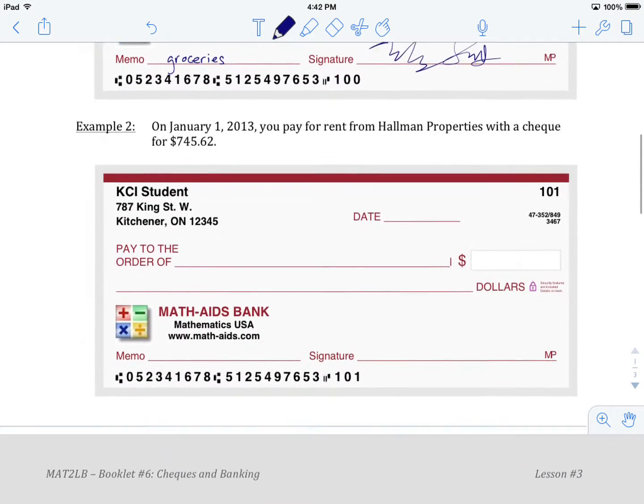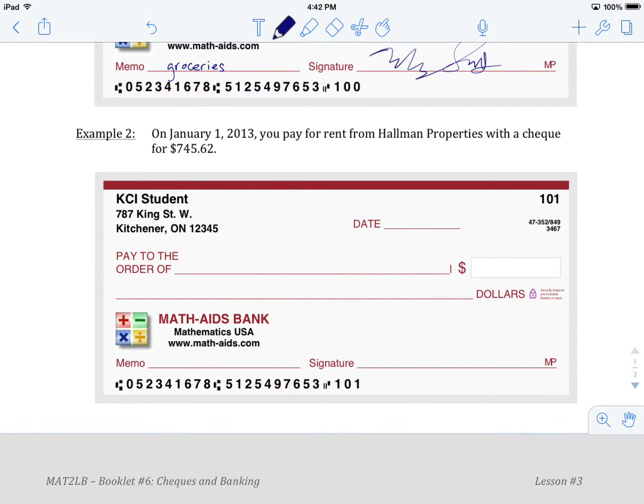What I'd like you to do here is hit pause and complete example number 2 on your own. So fill it out. Again, look back at the other example if you need some assistance. So I'd like you to hit pause now and come on back when you're done and we'll see how you did.